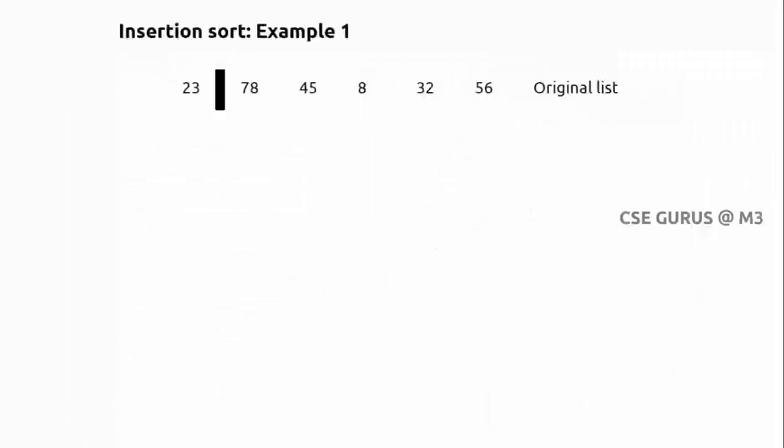So this is the original list. Now you can see the bar. I told you about sorted and unsorted. Now this black bar is directly after the first element, right? So your insertion sort will start from the second element. That's what you can see here.